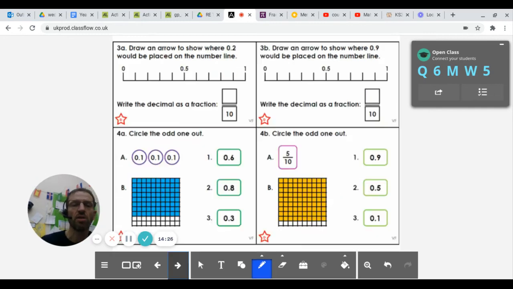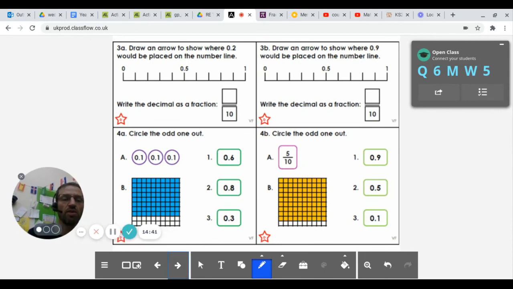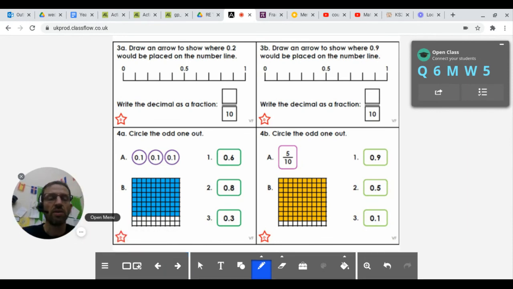That's the spicy work. More spicy work to do with a number line. You're going to have to draw this number line and put an arrow on there where you think 0.2 is. So drawing number lines for question 3A and B, and circling the odd one out. We did odd one out. Let me just move this out of the way. There we go. You can see that a little bit better now.